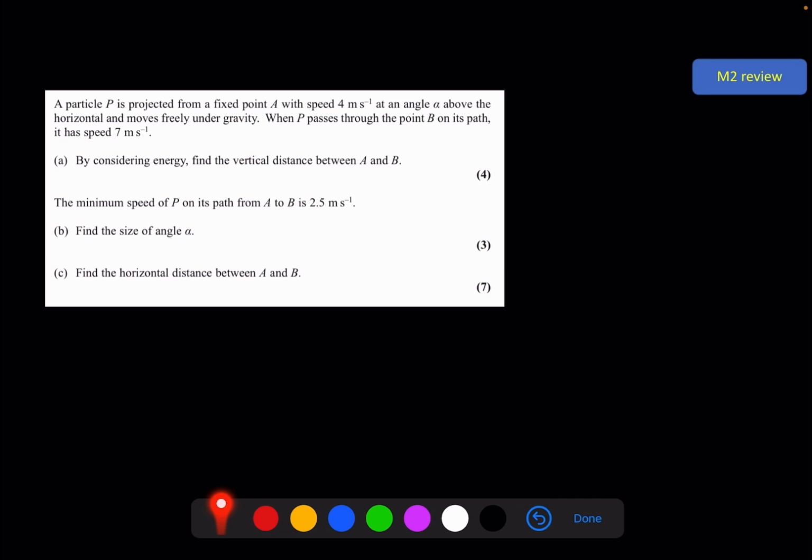A particle P is projected from a fixed point A with speed 4 meters per second at an angle alpha above the horizontal and moves freely under gravity. When P passes through point B on its path, it has speed 7 meters a second.